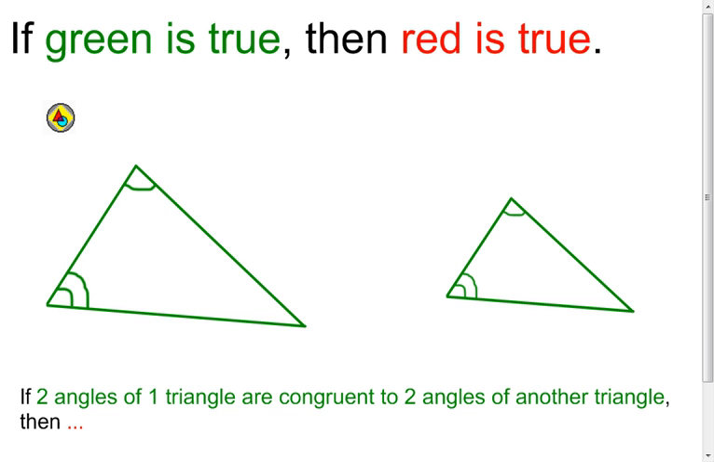On this first one, going back to if the green is true, then the red is true. So I notice I have 2 triangles, and I have 2 sets of congruent angles. Well, if I know that, then what else do I know about these 2 triangles?